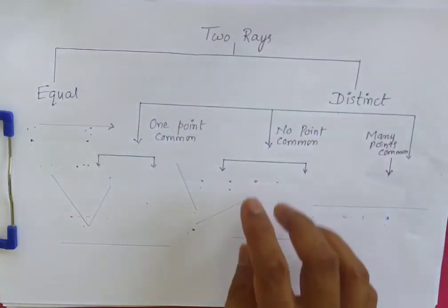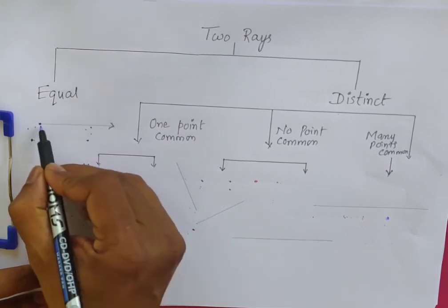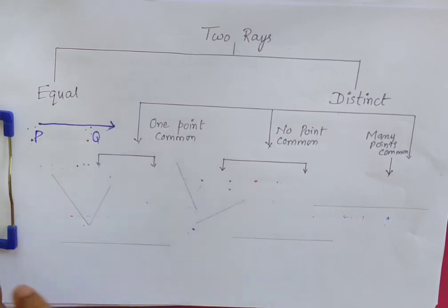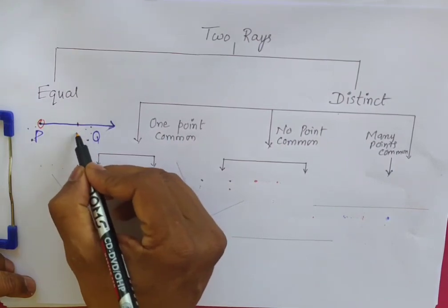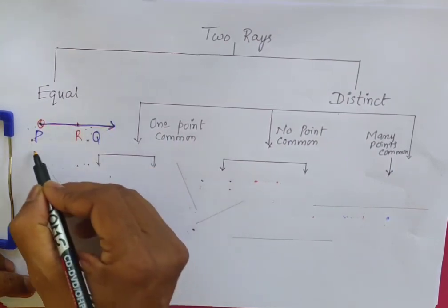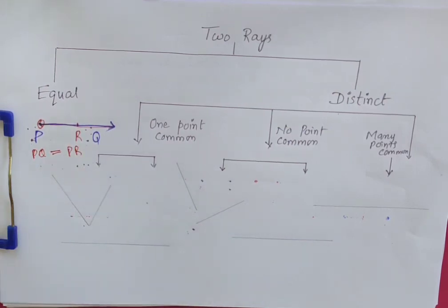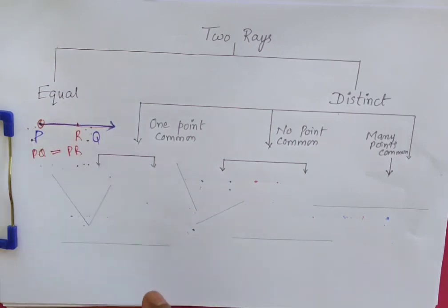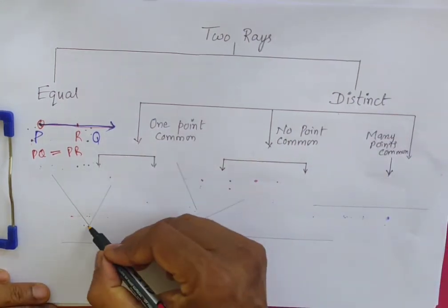For us, very important are two rays. When are the two rays equal and when are they distinct? Similar to what we have seen. Now this is ray PQ. And with the same point P, there is a ray PR. So ray PQ is equal to ray PR, because both of them have the same initial point. I've already discussed this in the video. Now when are they distinct? When one point is common.